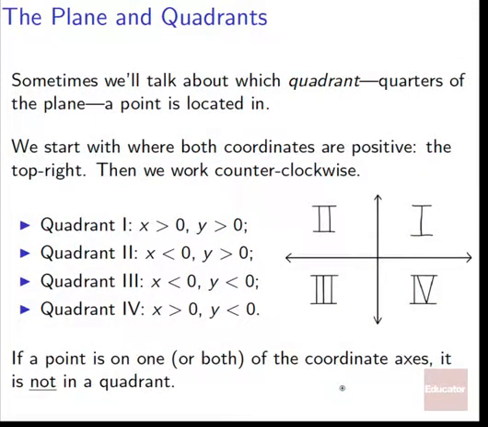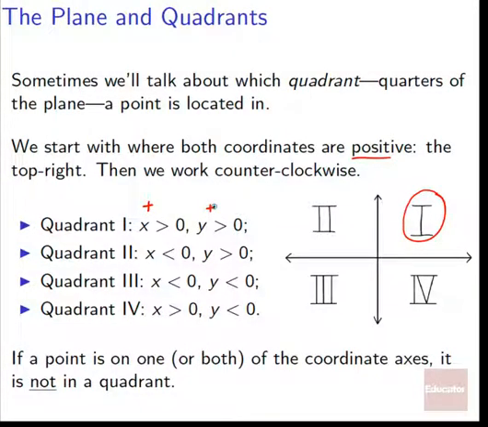We can also talk about quadrants within the plane. Quarters of the plane. If we want to be able to talk about a point being in one of the quadrants, the four quadrants of the plane, we need to know where each quadrant occurs. So we start off with where both coordinates are positive. So that is quadrant 1, where the x value is greater than 0 and the y value is greater than 0. Both values are positive. So positive and positive.